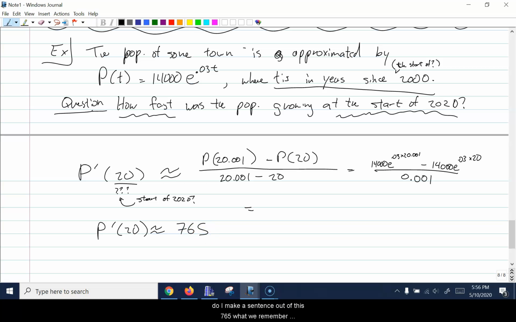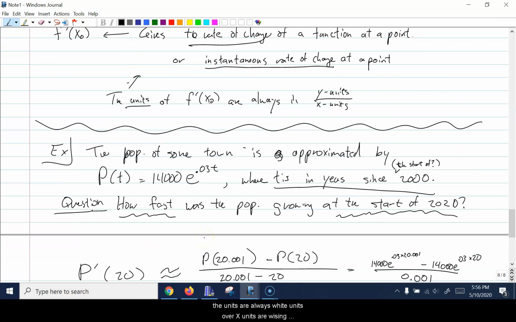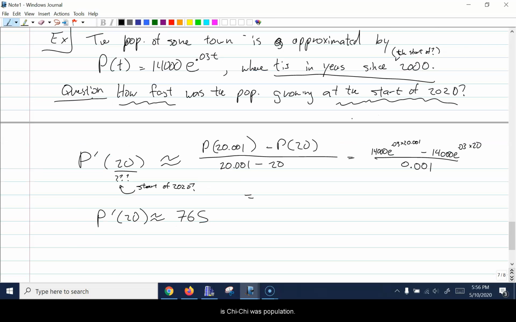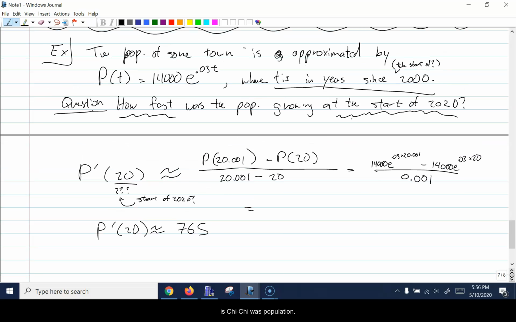How do I make a sentence out of this? 765 what? Well, remember, the units are always y units over x units. Our y thing is p. P was population. So the y units, population is measured in people.